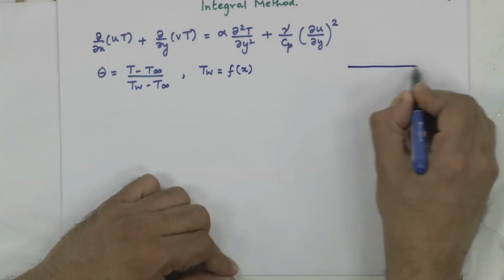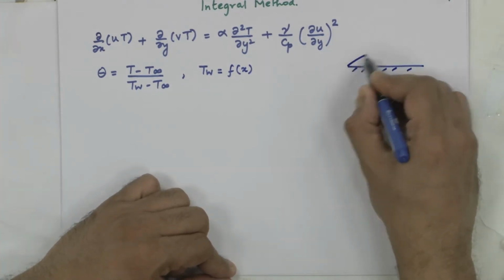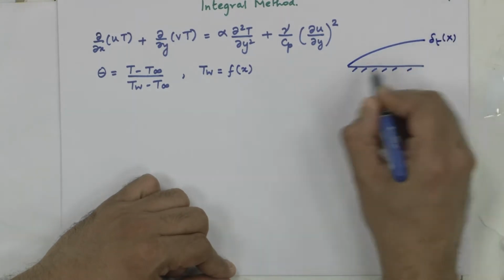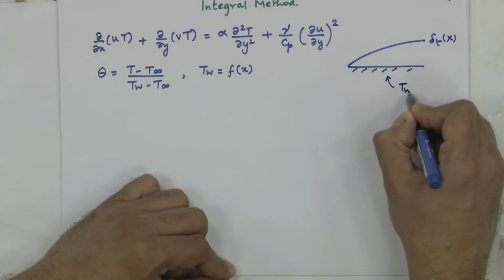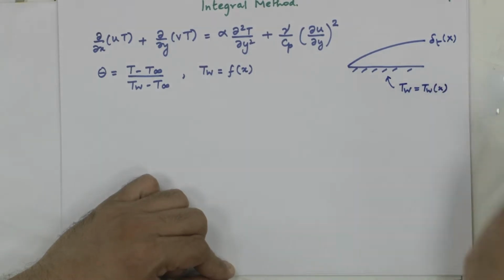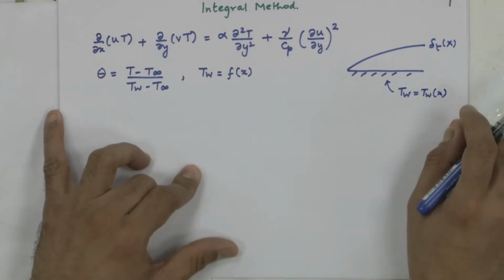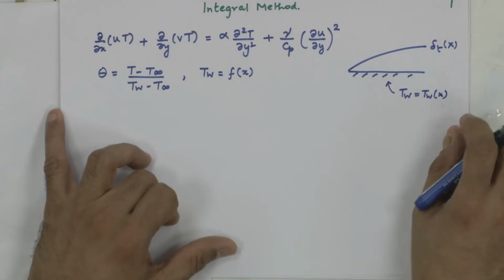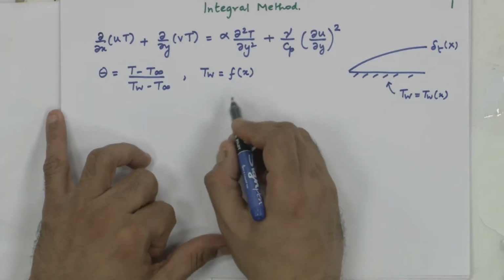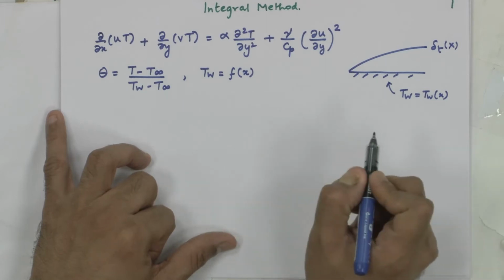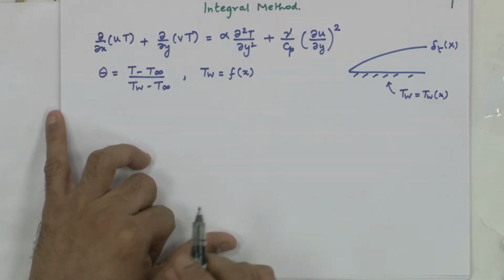That means, if I have a flat plate, I have the thermal boundary layer as a function of x. T wall is a function of x. It is not a constant, it is a function of x. So, we are going to formulate the integral energy equation for the general case where T wall is a function of x. Viscous dissipation is also present in the formulation. So, we are going to retain this term and we will try to derive the most general form. Later on, for simplification, for getting a solution, we will eliminate a couple of terms based on simplifying assumptions.